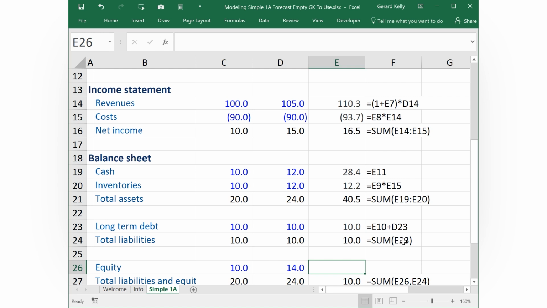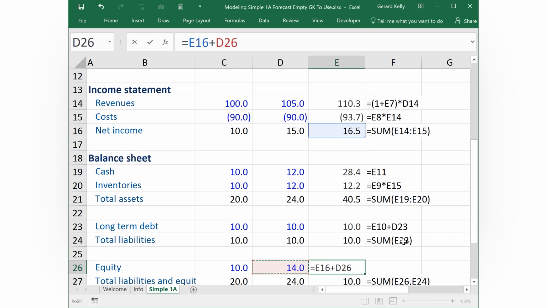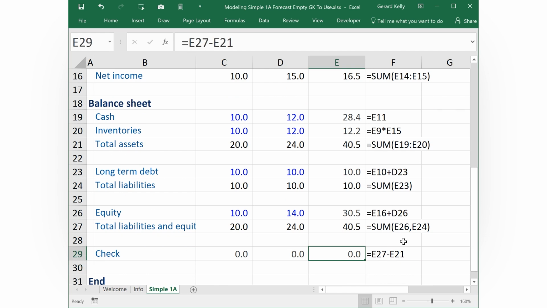So it's going to be retained earnings within equity. That's going to go up by net income. So I'm going to take my net income from the income statement, 16.5. I will add that onto last year's equity, and that's the only reason it will have increased. I cross my fingers, I hope the balance sheet's going to balance, and it does. Fantastic. So that is period 1 all done.